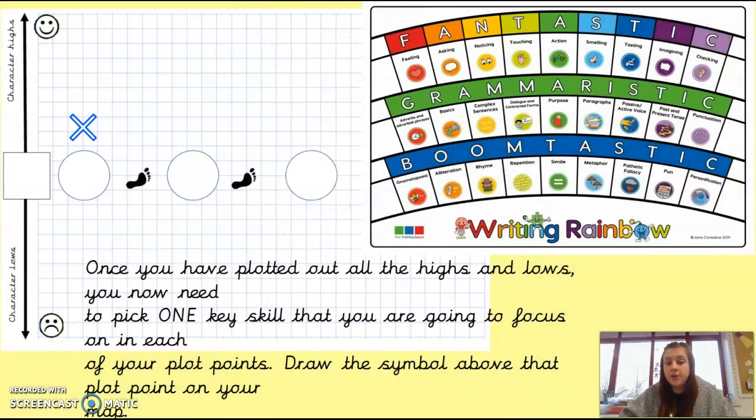Okay, now once you have done this, and remember this will all seem really familiar to you because we do it in school all the time, you need to focus on one key skill that you're going to choose for each of those 4 plot points. Now I've put a picture of our writing rainbow that we use in school to remind you of the symbol. So you might say that in the first bit, when we're talking about present day, you might choose to do an action sentence as your focus sentence. So you would draw the symbol there or write action.